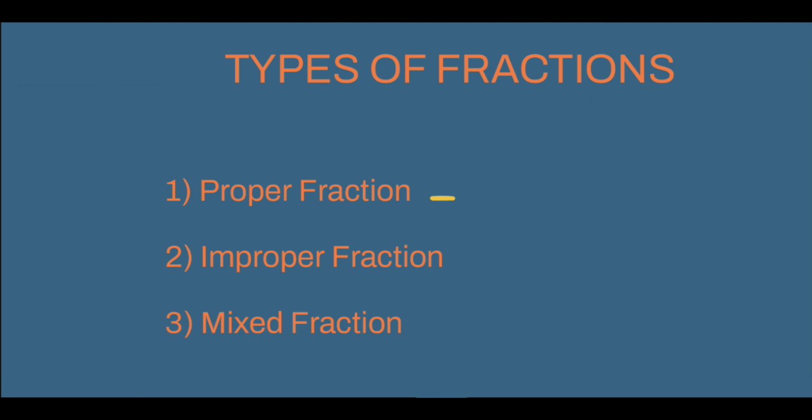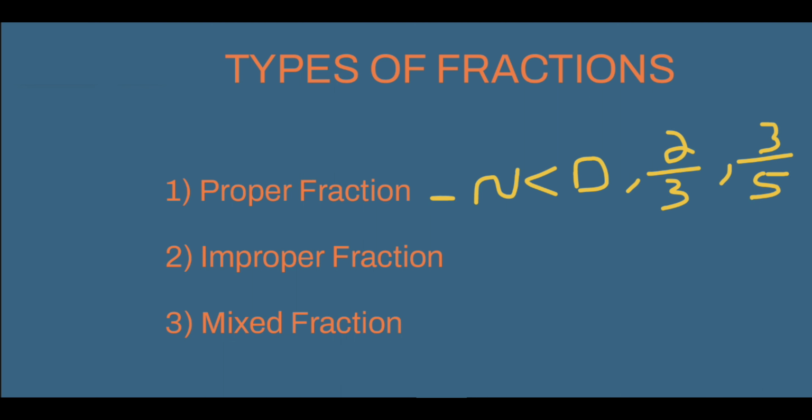Any fraction whose numerator is less than the denominator is generally termed as the proper fraction. For example, 2 over 3. Here the numerator is less than the denominator. Or 3 by 5. Here also the numerator is less than the denominator. Next is the improper fraction.